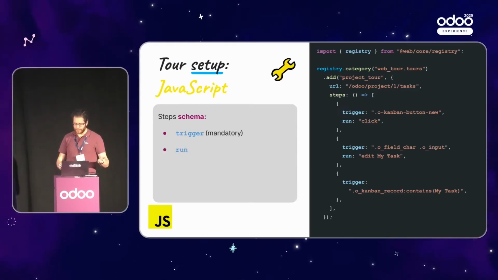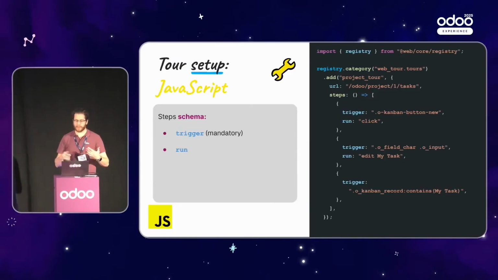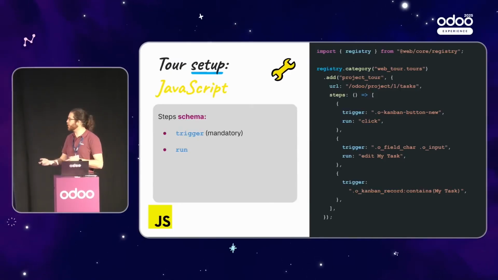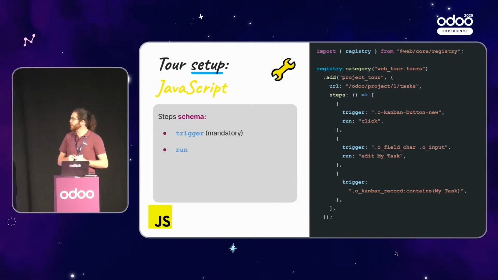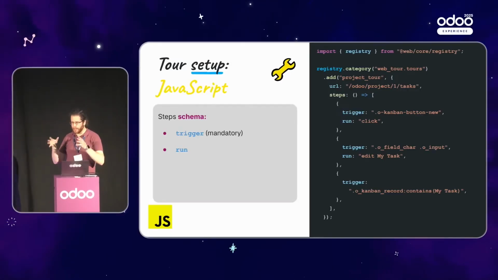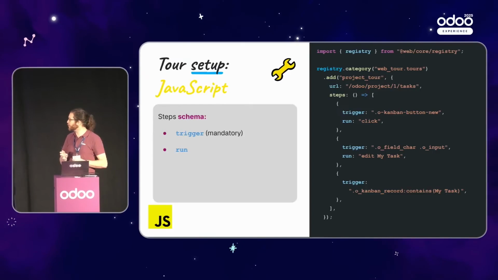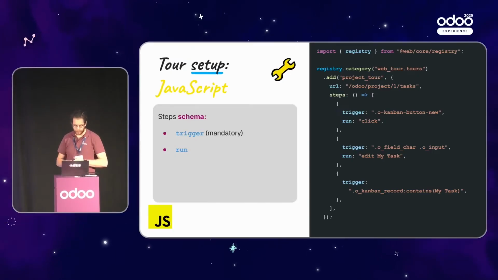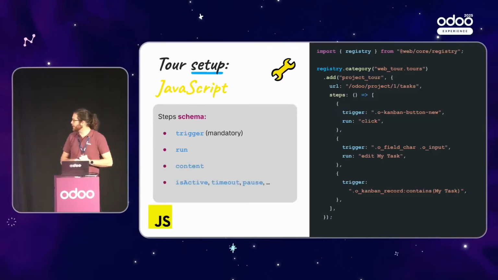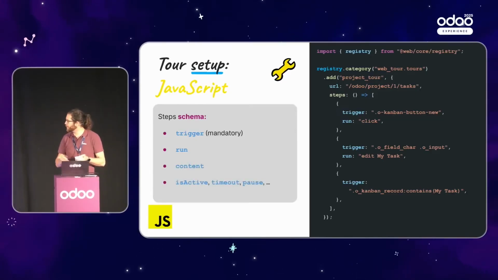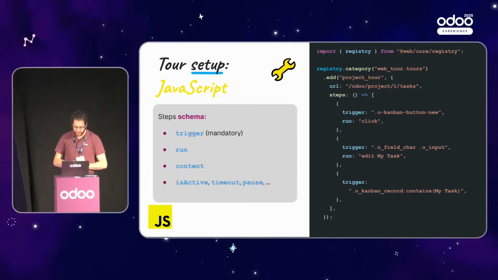The next interesting property is run, which is an optional action that you can run on the element you found with trigger. You can omit this if you just want your step to act like some sort of assertion to ensure that an element has been found, but you don't want to do anything with it. And run will run an action on it. It can be click, edit, drag and drop, many things you want to do to interact with your UI. And then some other keys I won't be detailing too much because this is also in the documentation for testing.